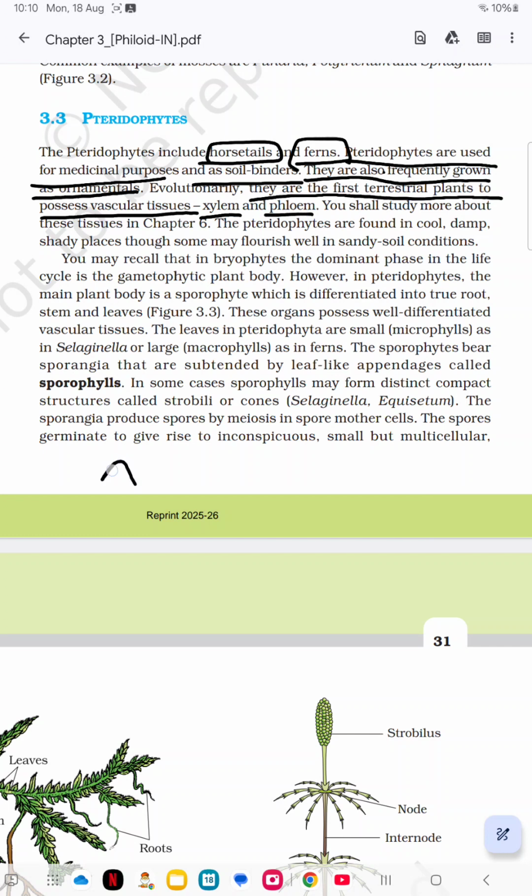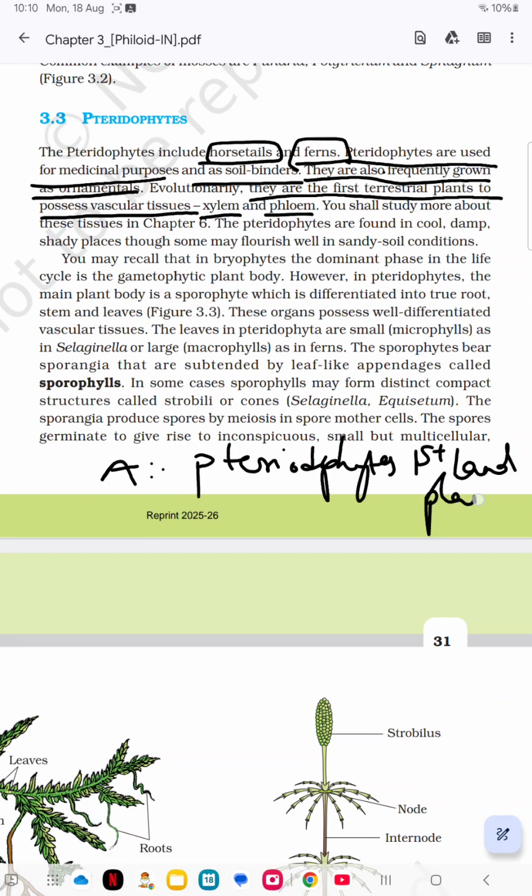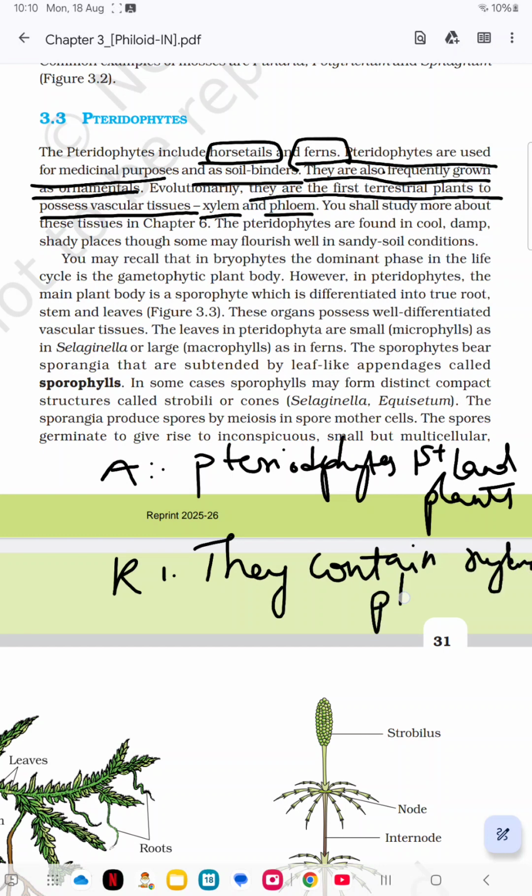So here the assertion will be that pteridophytes are the first land plants. The reasoning will be that they contain xylem and phloem. True, both A and R are correct, and R is the correct explanation for A.